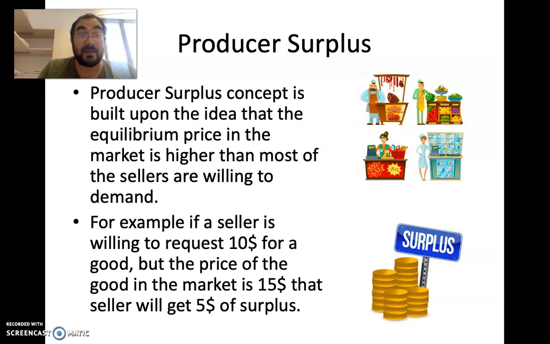But if $3 was okay for me and I got this $5, I got this extra $2 in addition to maybe the minimum profit amount that was okay for me. So if, for example, for me, $10 was the minimum price, but I was able to sell the product for $15, in that case, my surplus amount is $5.